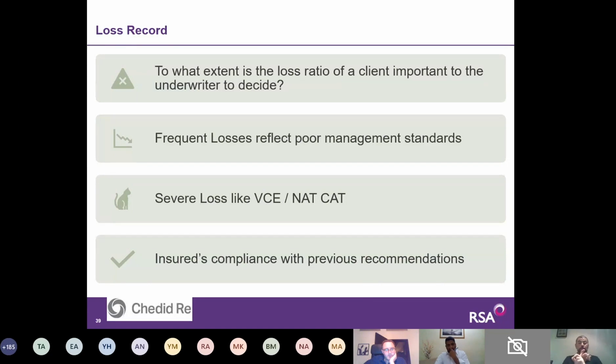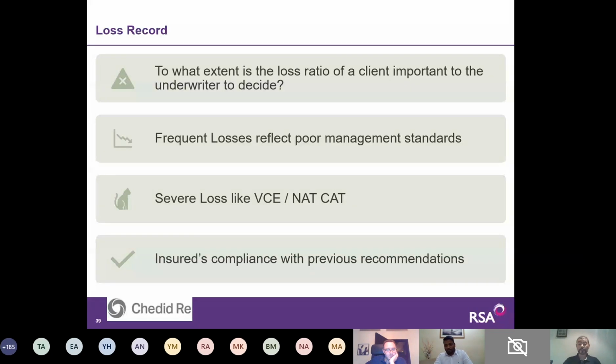So to what extent is the loss ratio important? It is important. Frequent losses, we put this on our system. One loss, March 2019. One loss, April 2019. One glass breakage, May 2019. One water leakage, June 2019. This is too much. It consumes my time. It consumes my colleague's time who is handling claims.